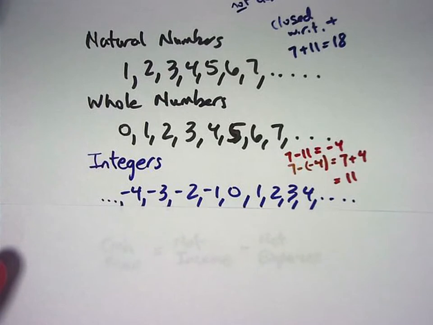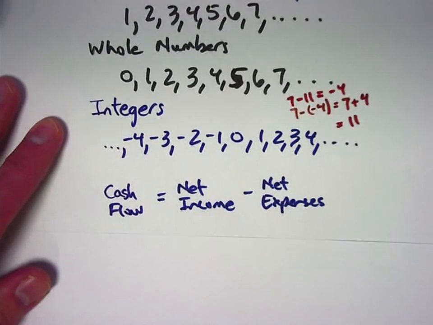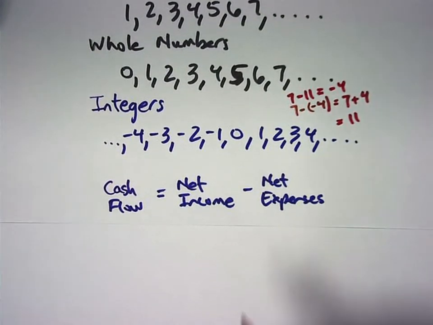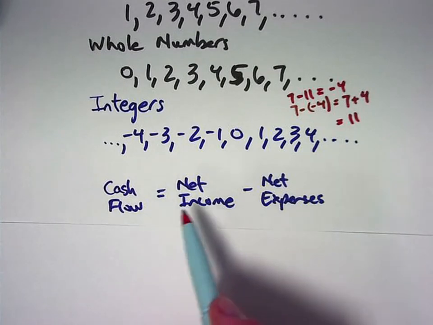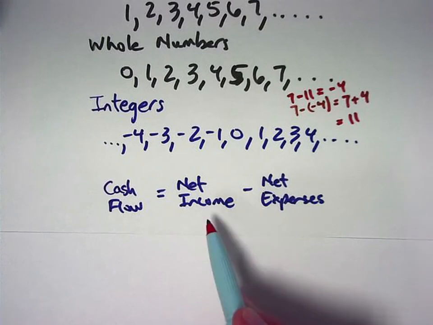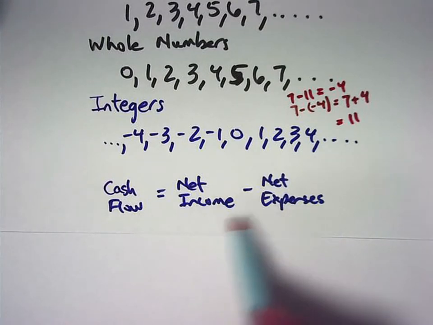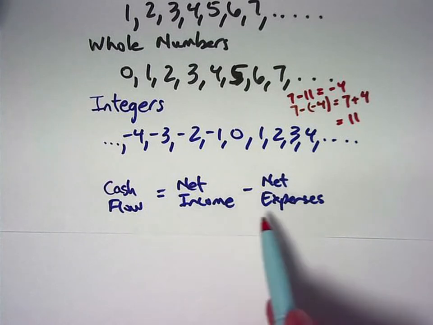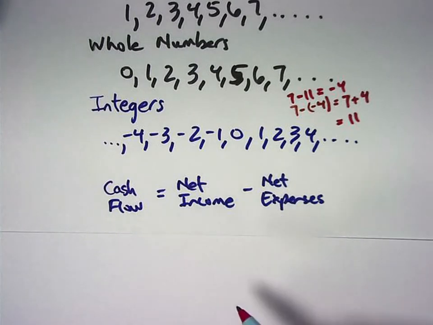One application I mentioned in the first video is to cash flow, an application of negative numbers. Cash flow equals net income minus net expenses. And again, because the integers are closed with respect to subtraction, if both of these quantities are integers, the net income and the net expenses, then the cash flow will still be an integer.